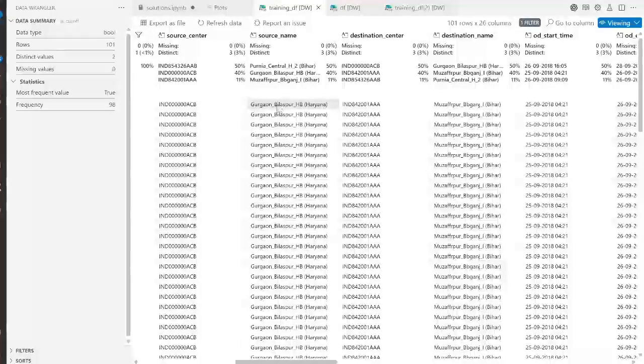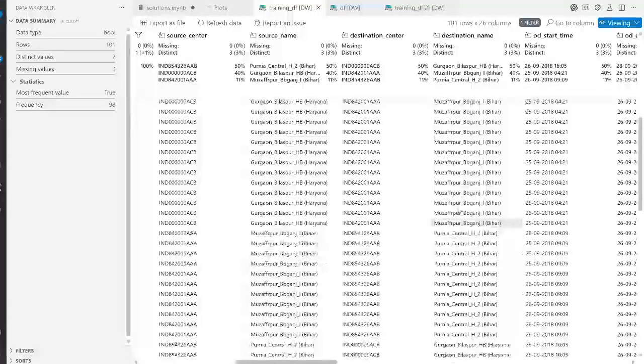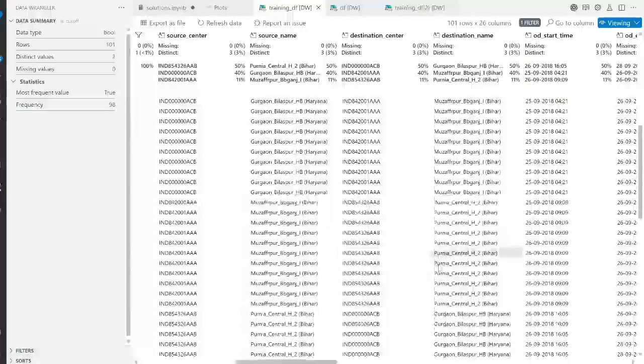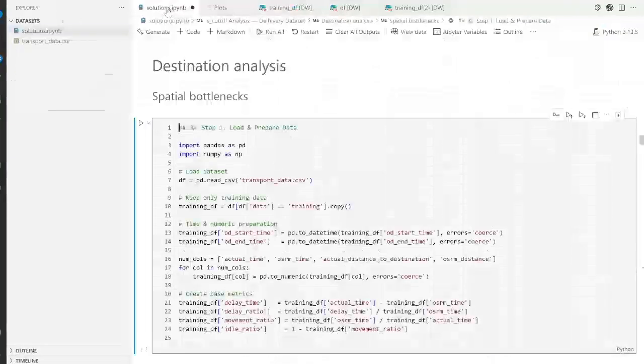So once an item leaves from a source and reaches a destination, then the same destination becomes the source for the next leg of transportation. So from Gurgaon it reached Muzaffarpur. Now it became the source. From Muzaffarpur it reached Purnia. So the crux of the matter is that it will be just a repetition if we did a source analysis as well as the destination analysis. So we'll just target one, and it will give insights for both.